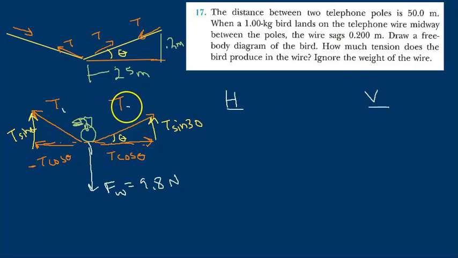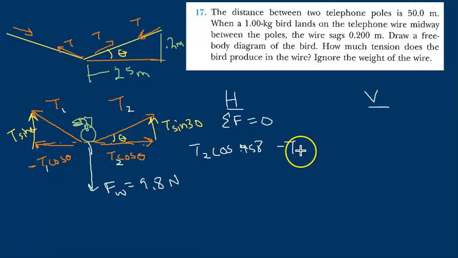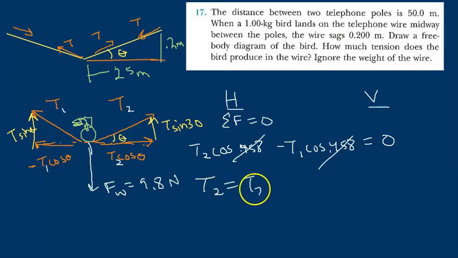Pretend like you didn't recognize that these two tensions were the same. So let's call this T1 and T2. Horizontally, the bird is not accelerating. So you're going to start with the sum of the forces equals 0, which tells you T2 cosine of 0.458 minus T1 cosine of 0.458 equals 0. The cosine of 0.458 is going to cancel. That just tells you that T1 equals T2.